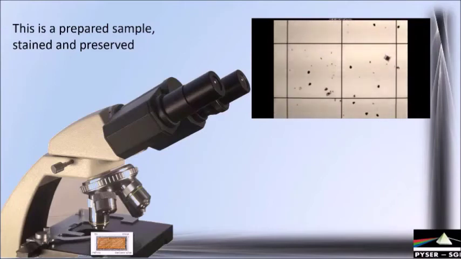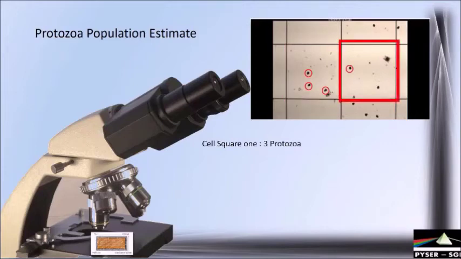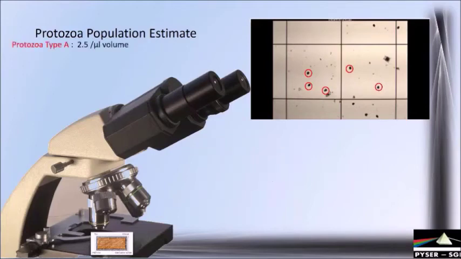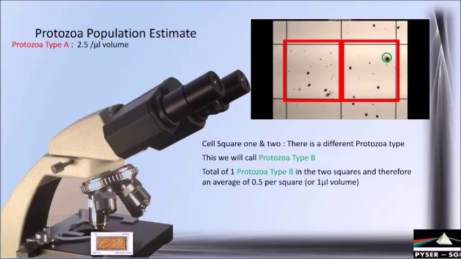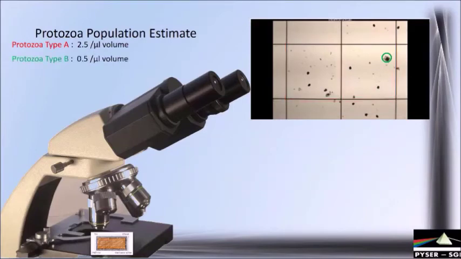So if we look at this particular area, we can work out how to do a count, a population estimate, if you will. So taking one square, there are 3 protozoa in this area, and the square to the right, there are 2. So that's 5 in total across 2 squares, an average of 2.5 per square, or 2.5 per microliter volume. You'll also note, if you look at those 2 squares, there is a second protozoa there, we'll call it type B, and the average population in these 2 squares is half a protozoa per microliter volume.